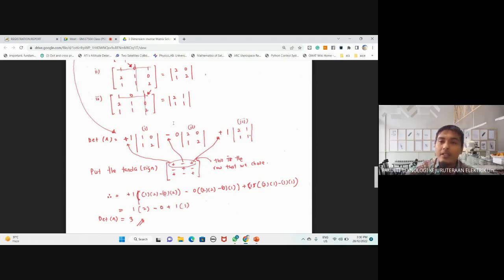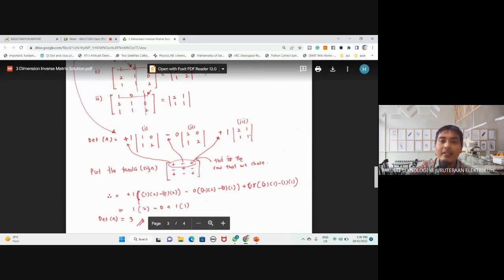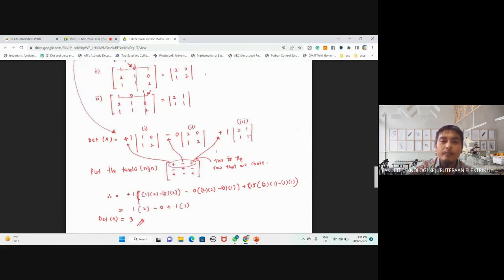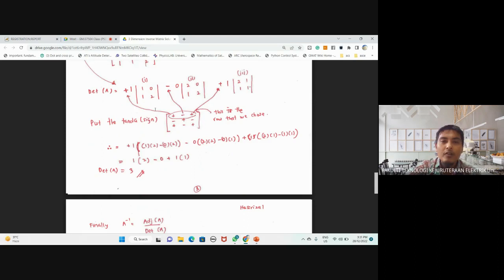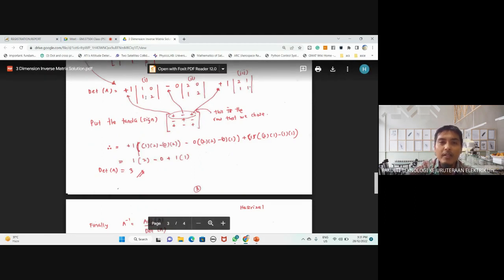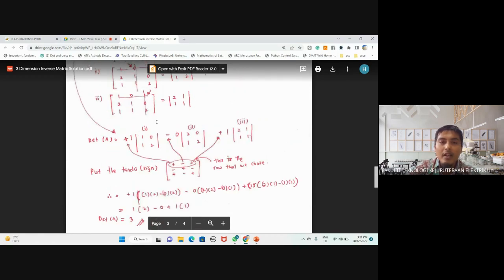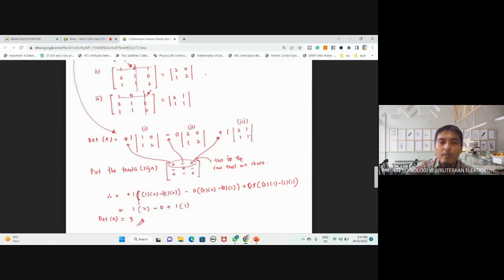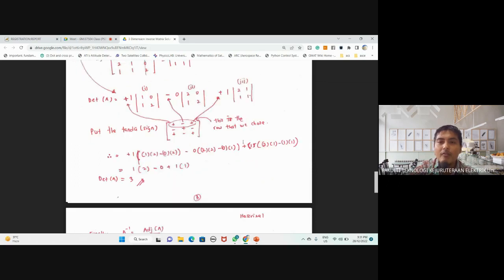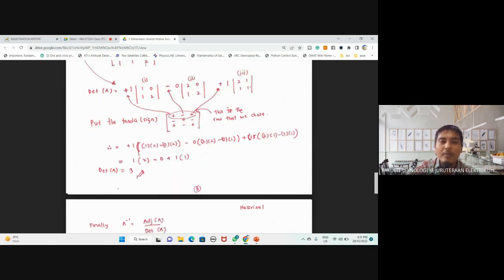So I don't have to calculate this value. That's why I choose the row or column that has many 0s. Same thing, you just need to use the pattern: 1 multiplied with 2 minus 0 multiplied with 1, and then 2 multiplied with 2, this one does not need to be calculated, 2 multiplied with 1 minus 1 multiplied with 1. So finally, this is the answer for the determinant.